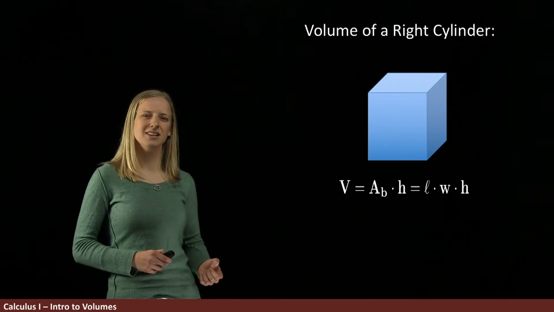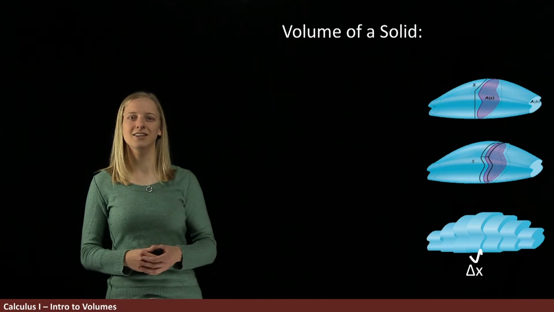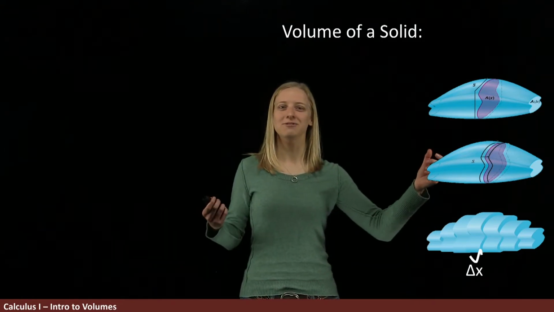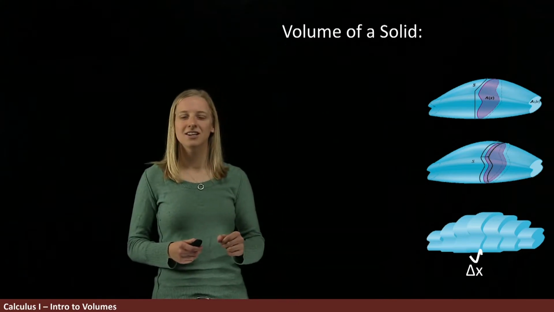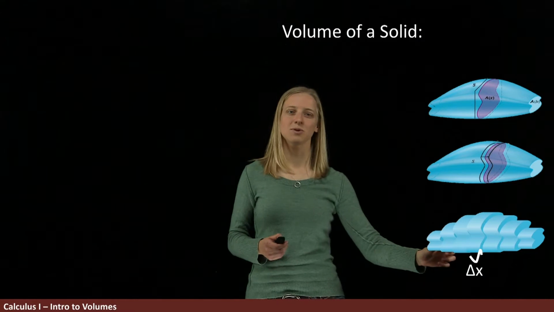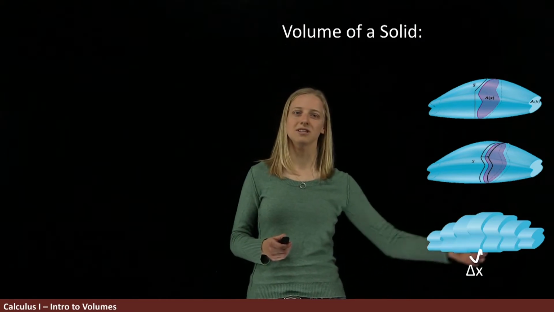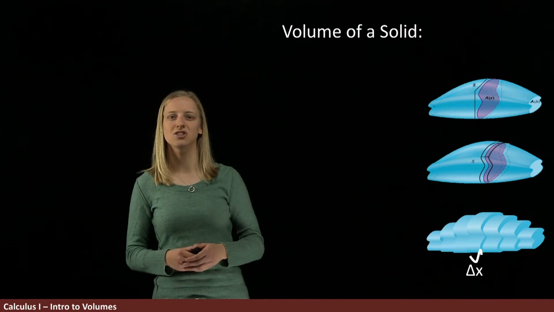For instance, let's look at this object over here. It kind of looks like a loaf of bread. With the loaf of bread, you can slice it up, and then you can just find the volume of each one of those slices. For instance, we could find the volume of each one of these slices over here. And as you can imagine, that will give you an approximation.